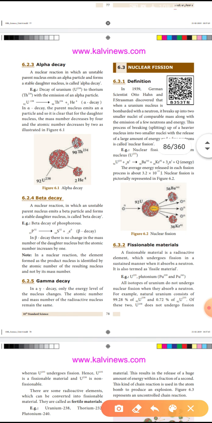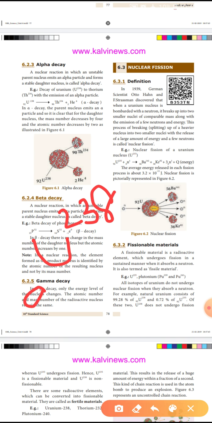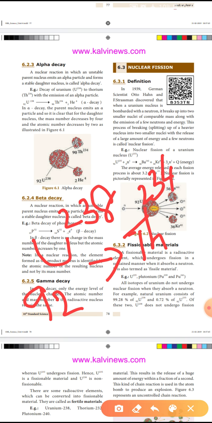See, the uranium is U-238-92. It is a parent nucleus. It emits thorium, Th-234-90, plus helium, He-4-2.